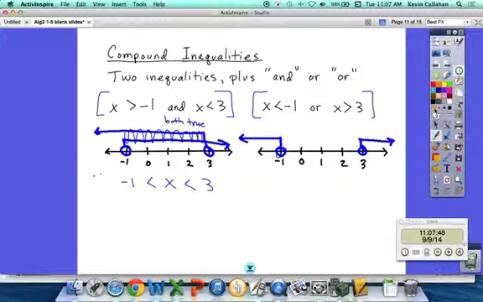Okay, let me write it here. I should say at least one is true. That's what the or means.